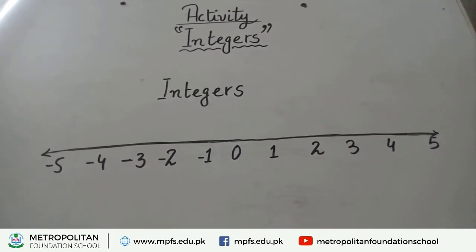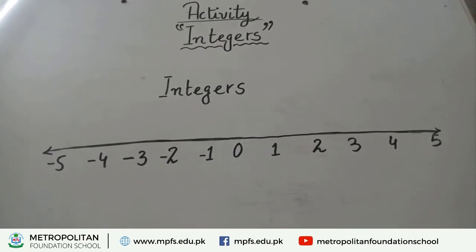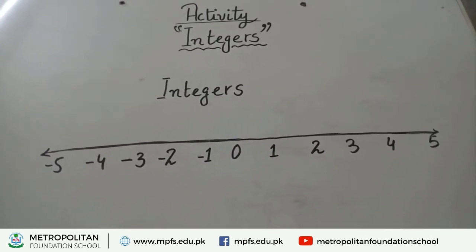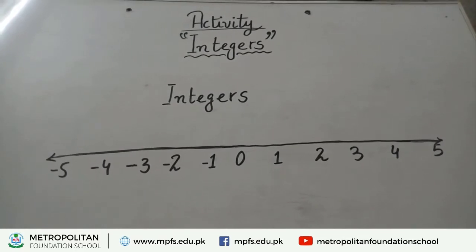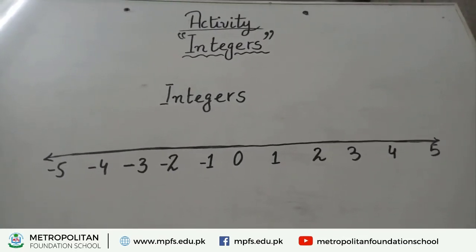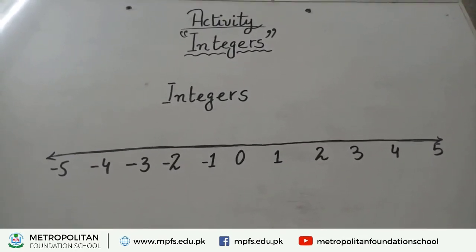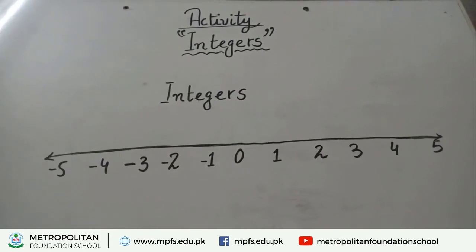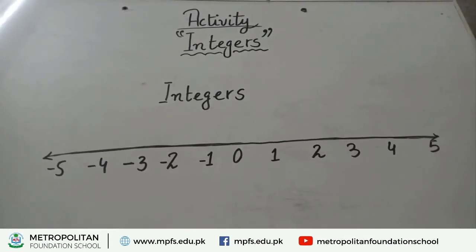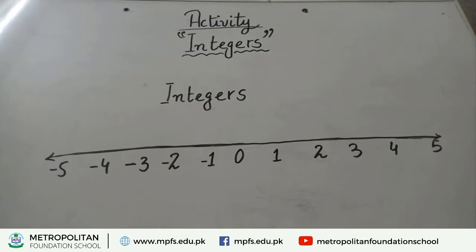Positive integers and negative integers, there are two types of integers, which are positive and negative. Positive are those which are plus 1, plus 2, plus 3, plus 4, plus 5, and negative are those which are minus 1, minus 2, minus 3, minus 4 and minus 5.